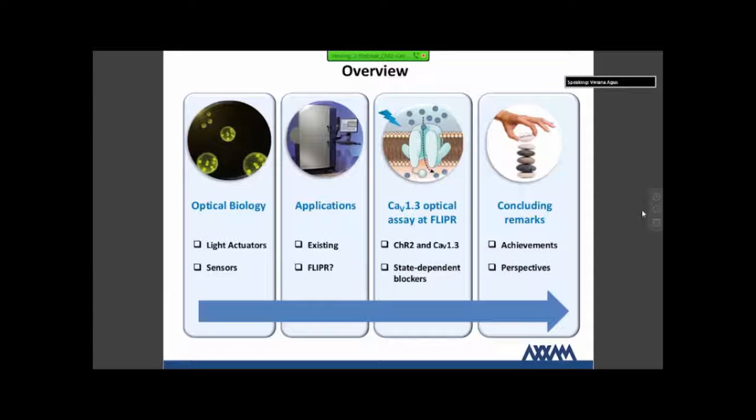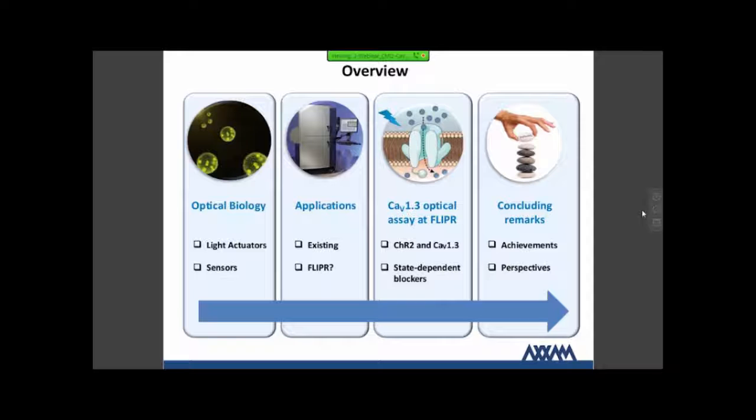I will start with a very brief introduction of the optogenetic technique, just to understand which are the potentialities of this technique. In particular, speaking about light actuators and light sensors. And then I will speak about possible applications. Some of them are already being validated, and the possibility to use the FLIPR with this technology.